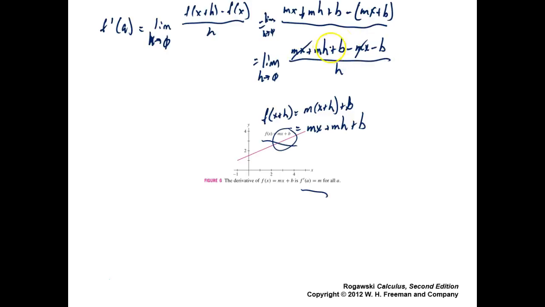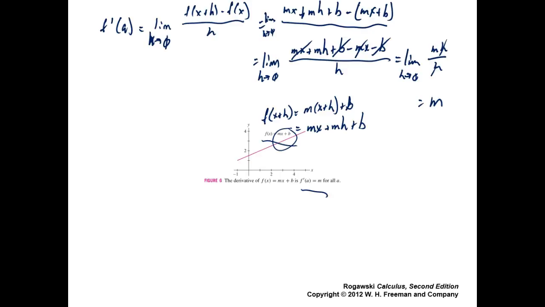And here we have a plus b and a minus b. That adds to 0. So this gives us the limit as h approaches 0 of all that you got left, which is mh over h. And guess what the h's do? They go out. So what's our limit? m. So the first derivative, sure enough, is f prime of a is equal to m for all values of a. Using the definition.